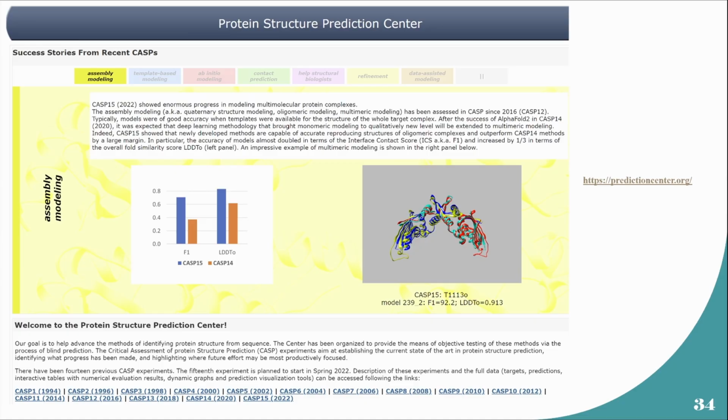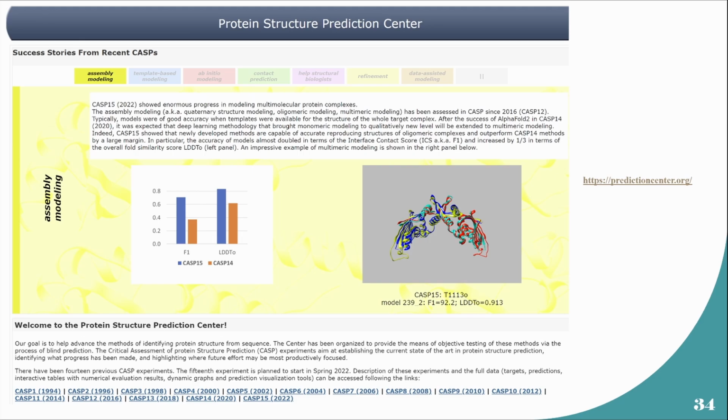Now, even though they set a threshold score of 90, throughout a large number of years, right until CASP 14, nobody could achieve this threshold score of 90 for their prediction models.